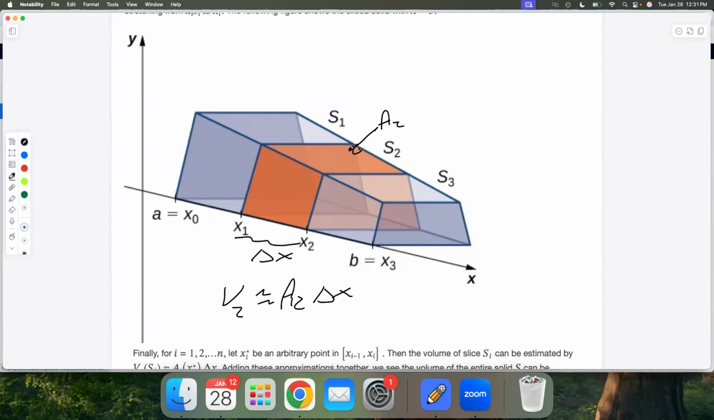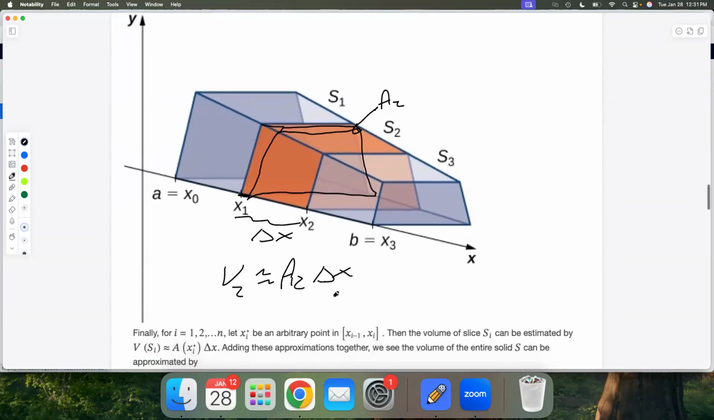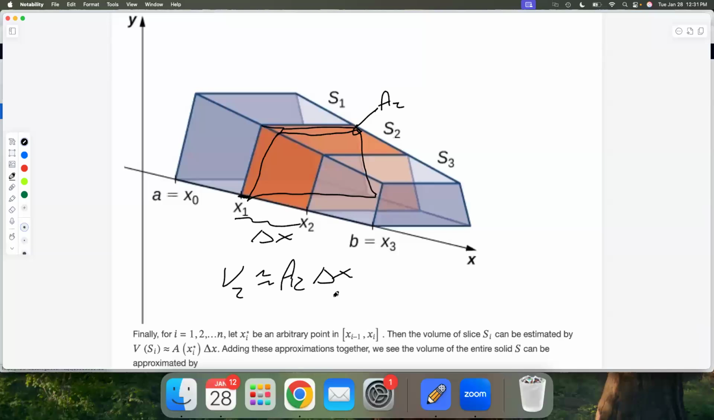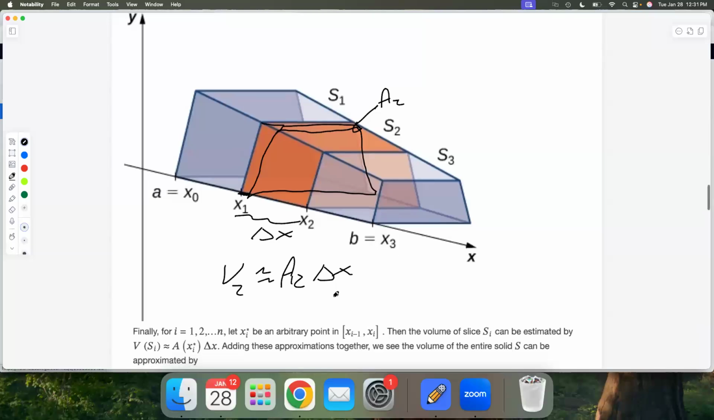If we only have a little tiny delta x here, then this trapezoid's not much smaller than that. So we can kind of pretend that we have the same shape all the way through. And then, of course, because this is calculus, we're going to take a limit as delta x goes to 0, and that approximation will get closer and closer to the actual volume.